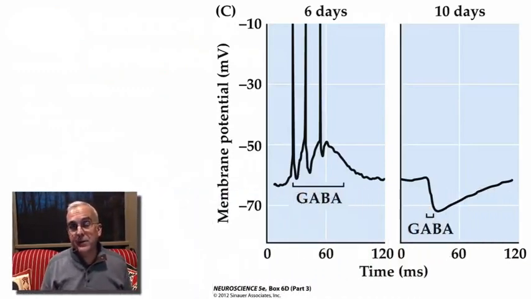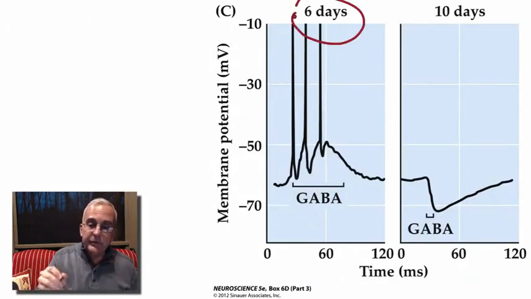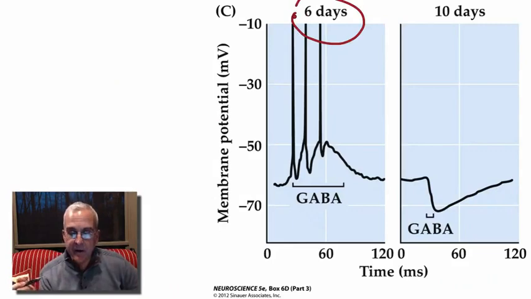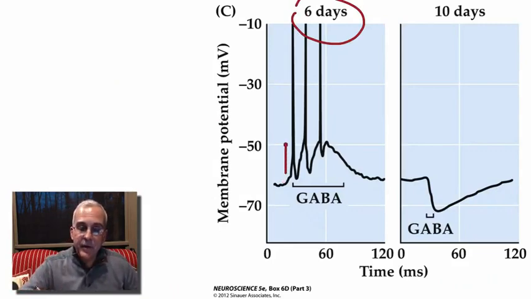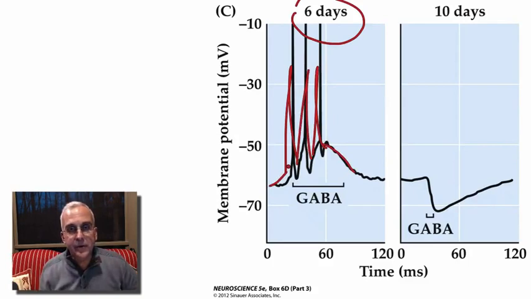Here's some electrophysiological data that makes this point. In the left part of panel C is a recording from a 6-day-old neuron in a mouse, and what we find is that with application of GABA, there is a series of action potentials that rise upon this envelope of depolarization. This is an EPSP leading to the generation of action potentials.